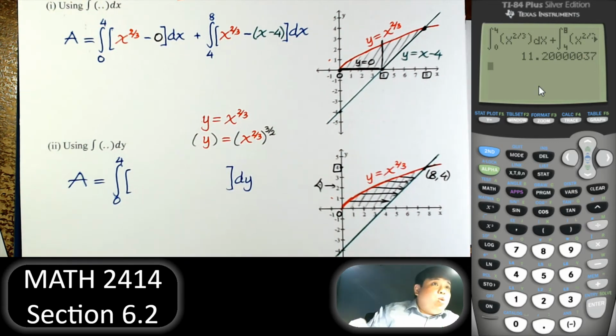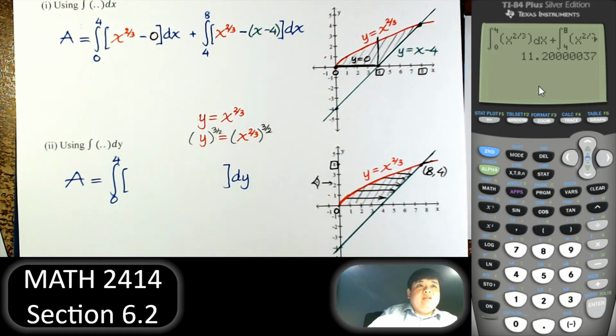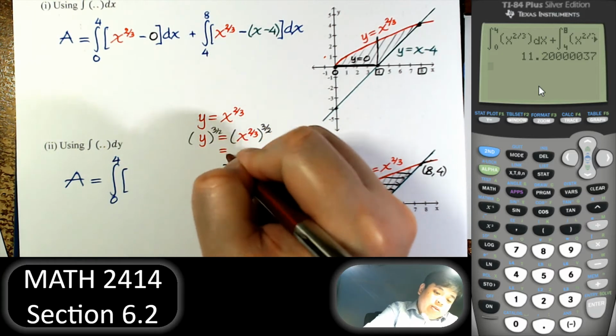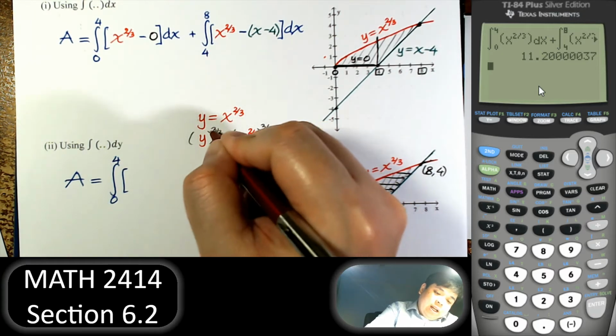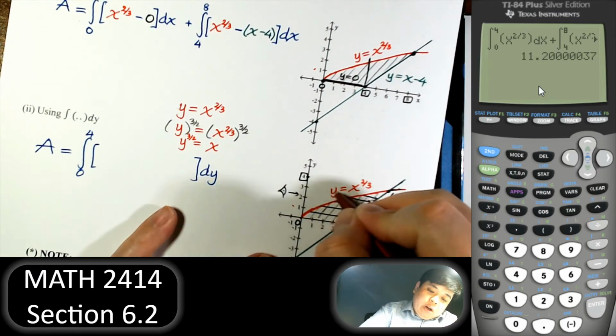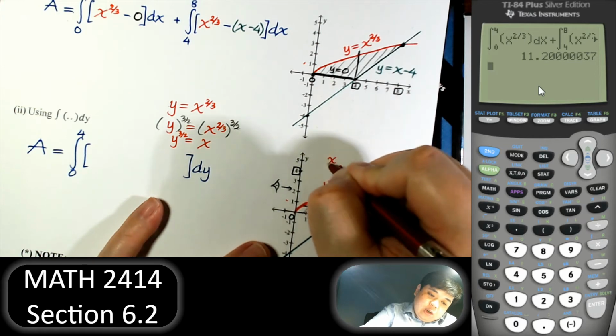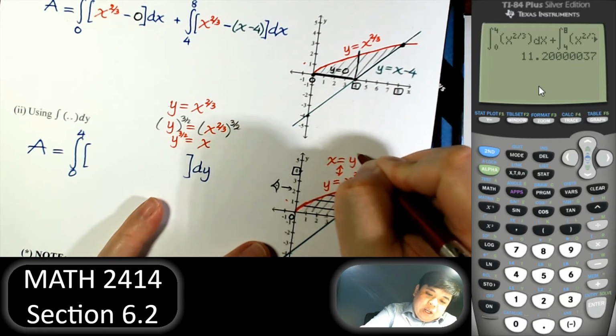Of course, we do that to both sides. 2/3 times 3/2, that is 1. So we just have 1, and then y to the 3/2. So equivalently, y equal to x to the 2/3. Equivalently, we can say x equal to y to the 3/2.